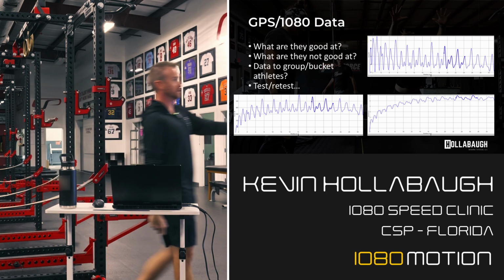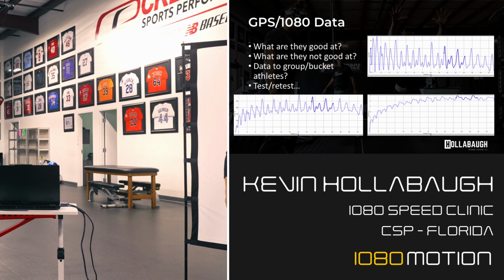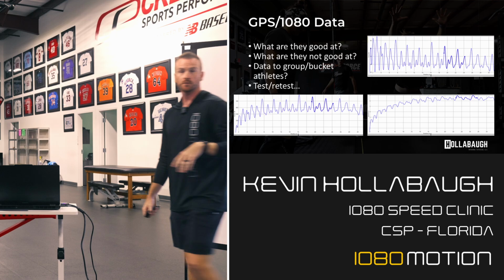So we have different graphs here. A lot of times when I'm looking at asymmetries, I'll look at it through this lens initially through speed, then we'll go to more of a force production side.